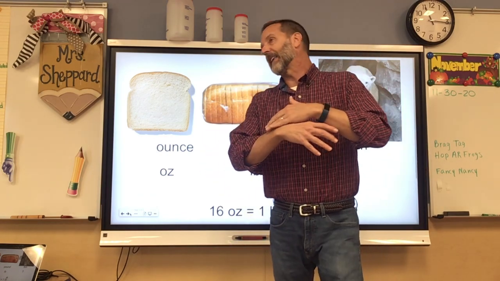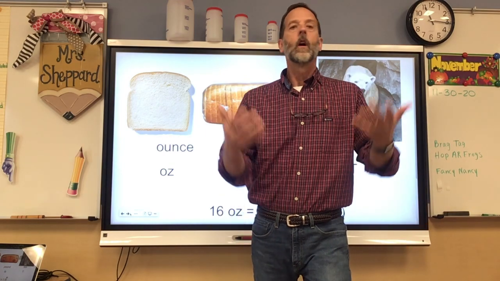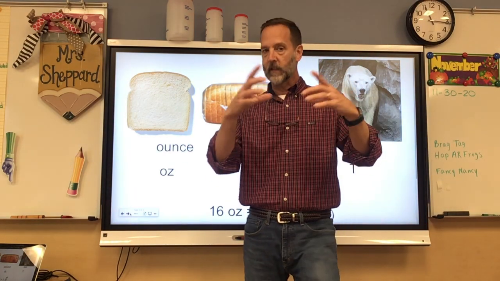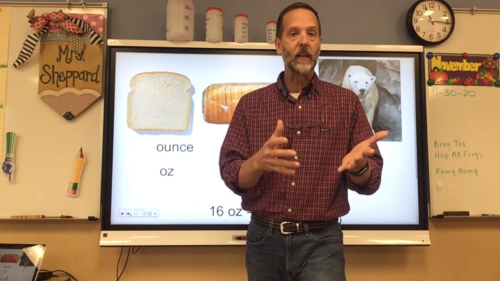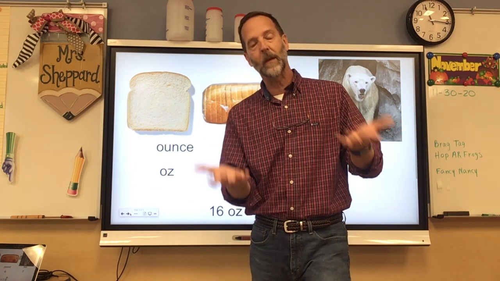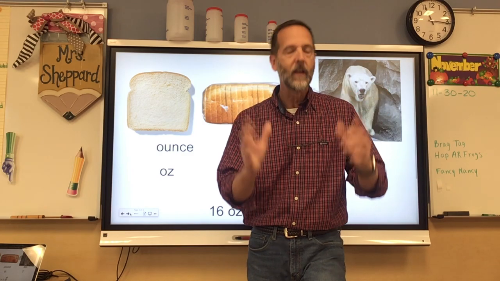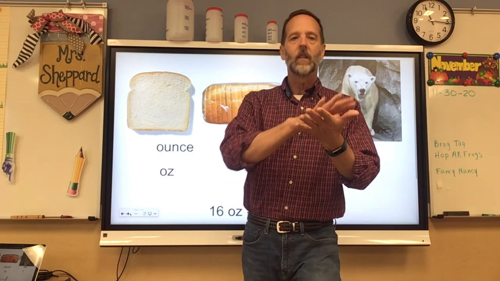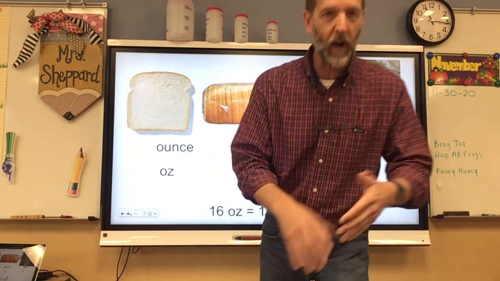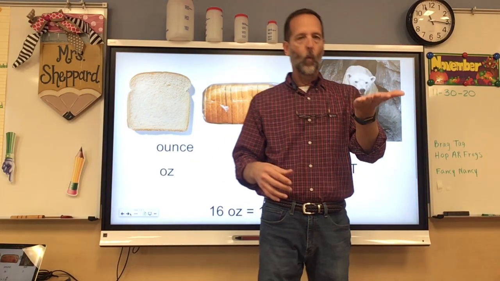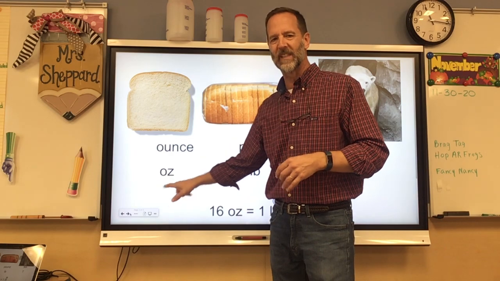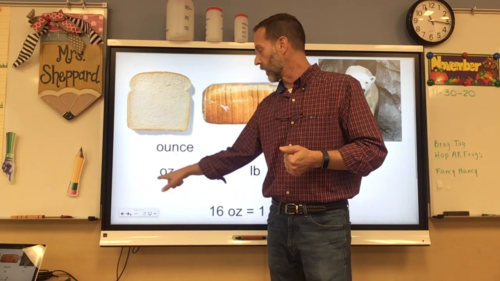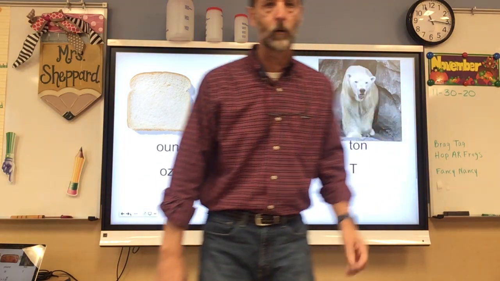Now, is every slice of bread an ounce? No. Why? Is every slice of bread the same size? No. Okay, they're made of different things. So sometimes it could be a little heavier, sometimes it might be a little lighter. But an ounce is about the weight of a slice of bread. So that's what we're going to try to think of when we hear the word ounce, one slice of bread. The abbreviation for ounce is OZ. Even though there's no Z in the word, OZ is the abbreviation for ounce.